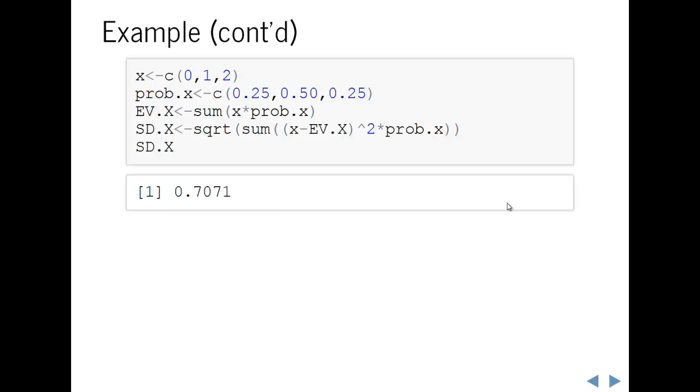The first 3 lines of this code chunk should look familiar. They are the same lines that computed the expected value. Here's the list of the values of x. Here's the list of the probabilities. Remember, these 2 things need to correspond. Here's the line that computed the expected value.